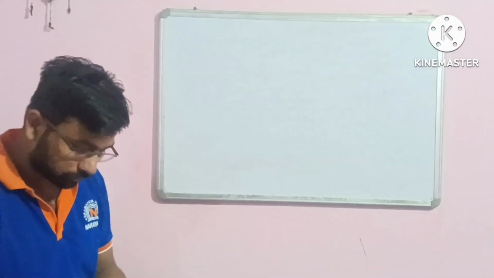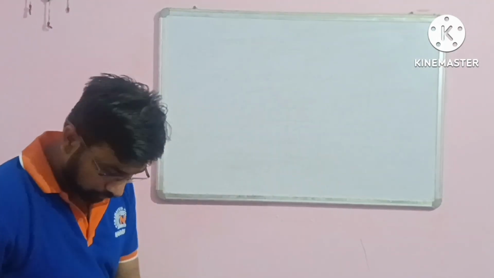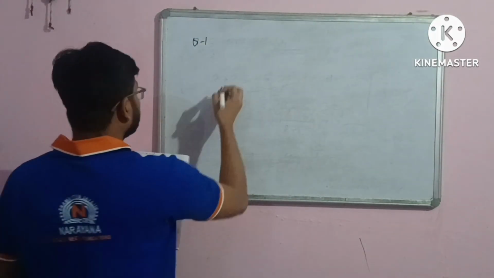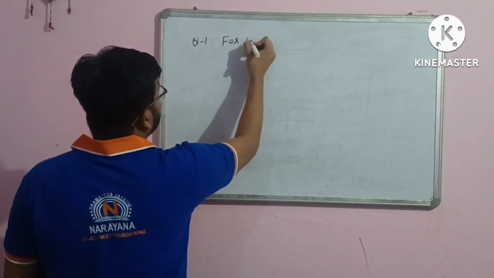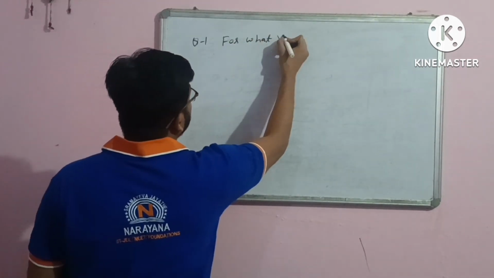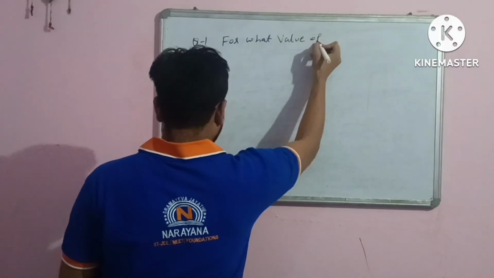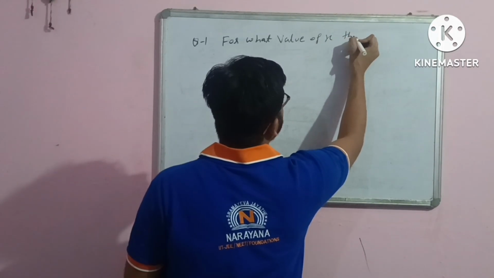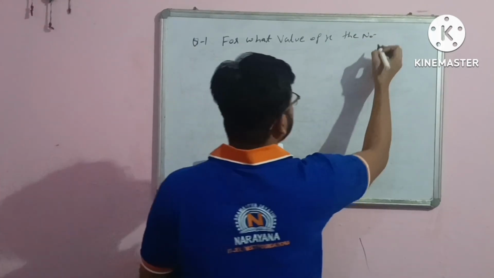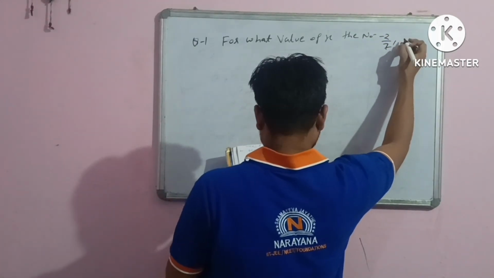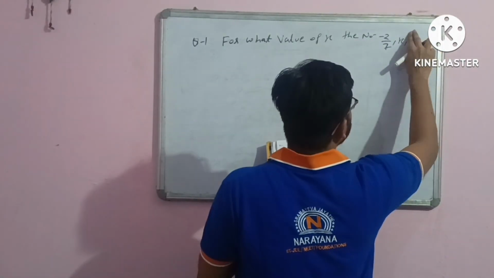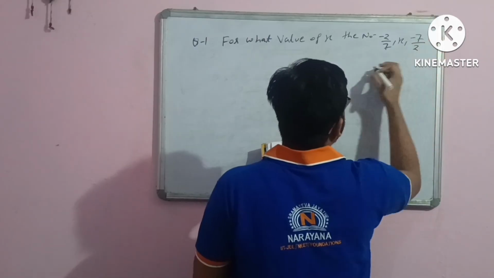Now we will see some examples of GP. Example number 1. For what value of x are the numbers minus 2 by 7, x, 2, minus 7 by 2 in GP?